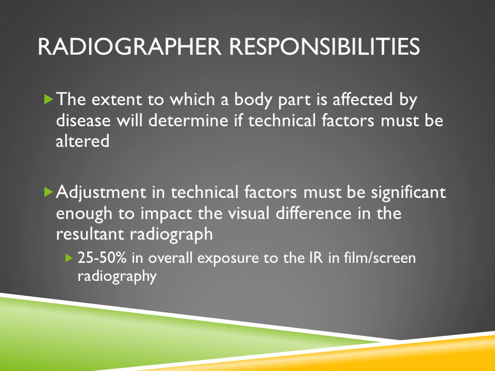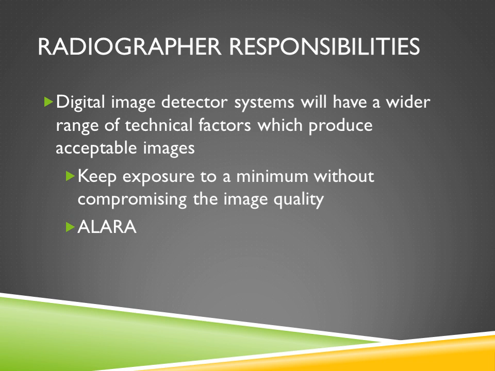The extent to which a body part is affected by disease will determine if technical factors must be altered. So adjustment in technical factors must be significant enough to impact the visual difference in the resultant radiograph, which we've already mentioned with density. If we want to be able to visualize it with our eye, then we're going to at least make an adjustment of 25 to 30%. But most of the time we make adjustments with mAs or with density in doubling or halving. So you're going to at least double the mAs to our overall exposure so that we can see a better image, or halve it to do a repeat.